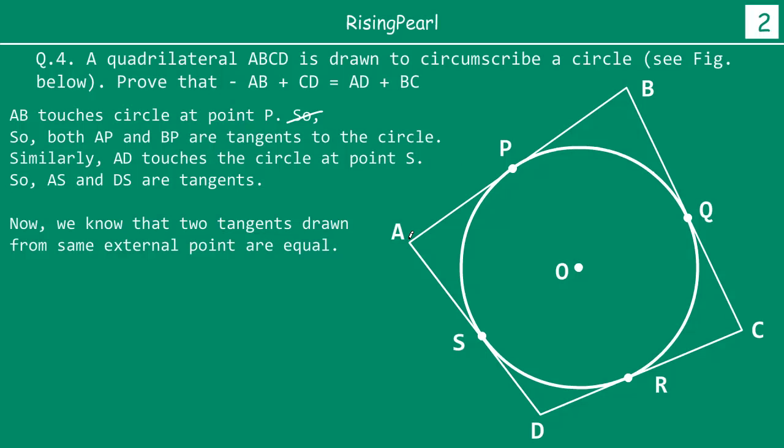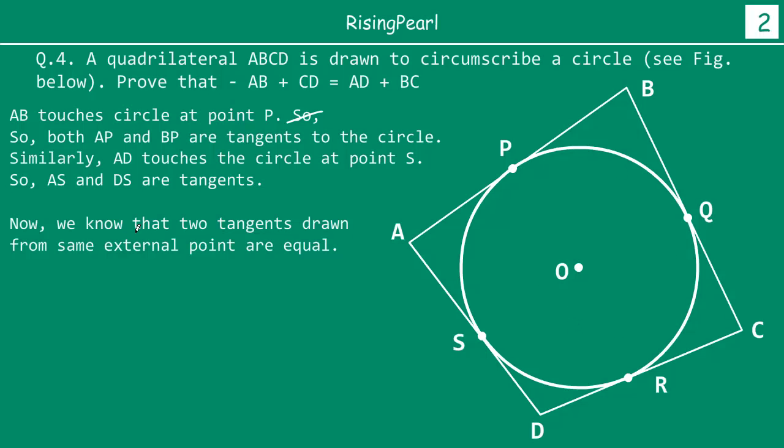Think about this. AB is a straight line that touches the circle with center O at point P. That means P is a point on AB, so AP and BP are both tangents to the circle. Similarly, we can say AD touches the circle at point S, so AS and DS are both tangents to the same circle.